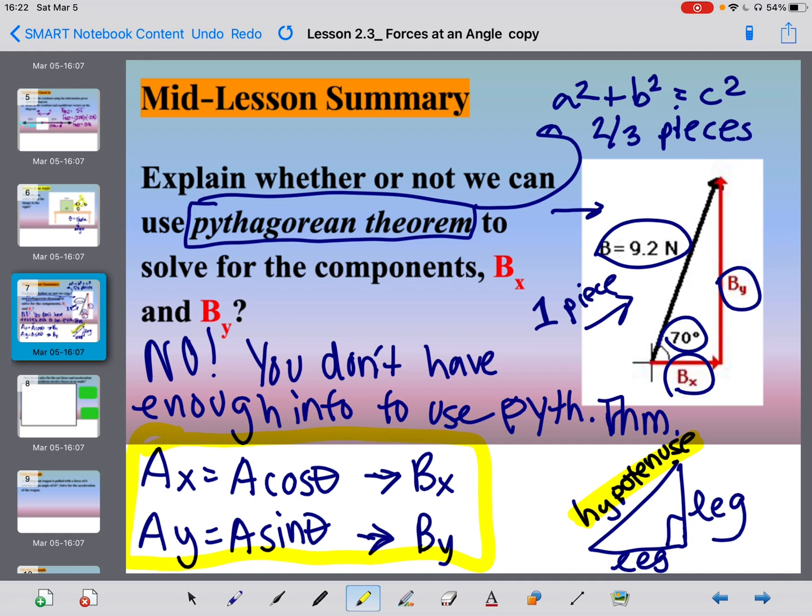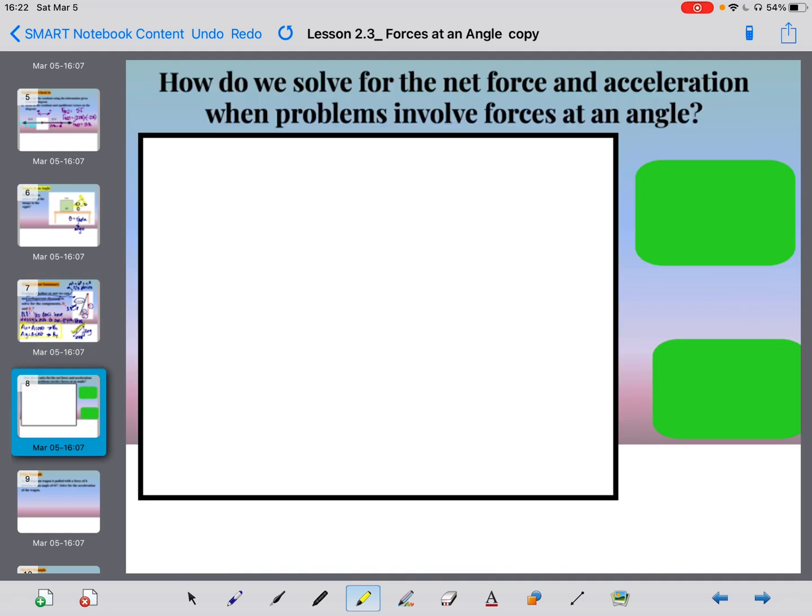To be honest, most often we should be getting used to using these component formulas because we did use them in the last unit, and we will continue to use them. So just get in the habit of practicing. Now, how do we solve for the net force and acceleration when problems involve forces at an angle? This is a little different.